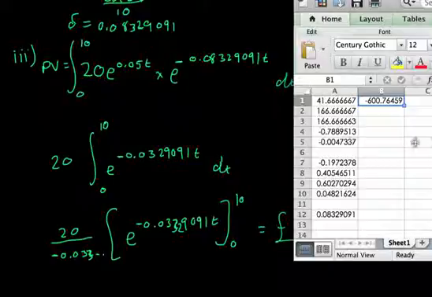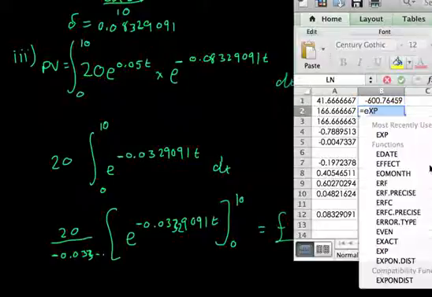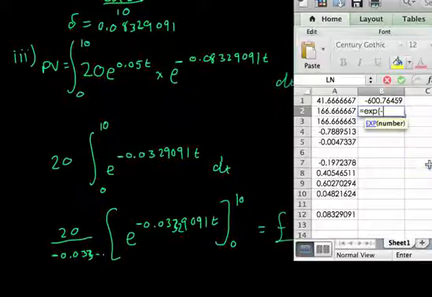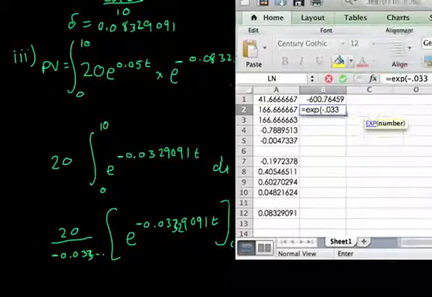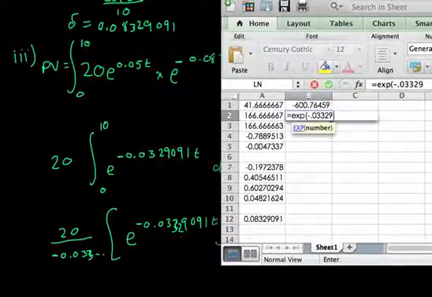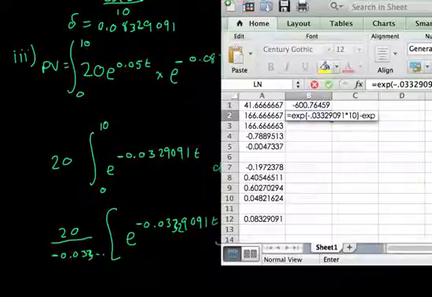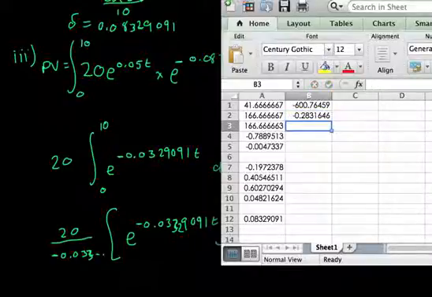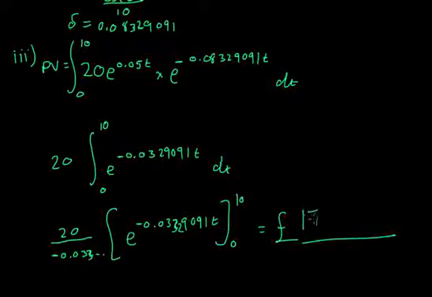Okay, so let's go back to Excel. There's that bit, and now we're going to find the exponential of negative 0.033. Sorry, I'll just drag that across. 0.0329091 multiplied by 10 minus the exponential of that same thing, negative 0.032991 times 0. That is then going to be equal to that bit, and when we multiply them together, there we have 170.12 pounds. And that's the answer to part 3 of the question.